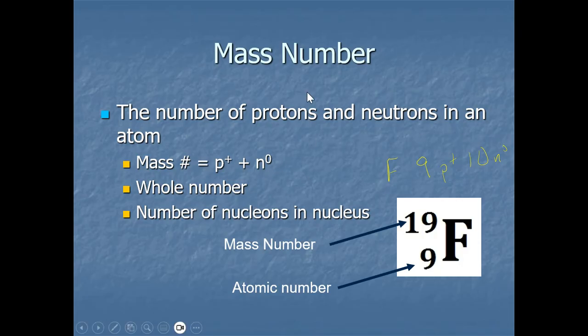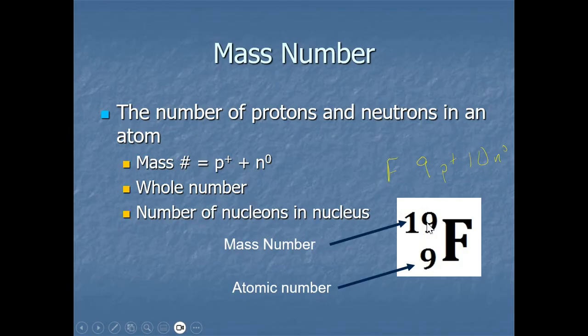So the mass number is going to be a whole number. It's not the atomic number; the atomic number is a decimal. The mass number is going to be a whole number, and when you write your nuclear symbol, it's going to be up here in the top.